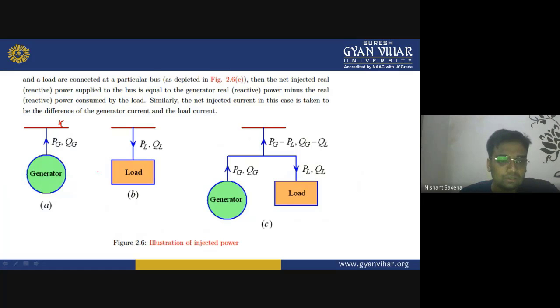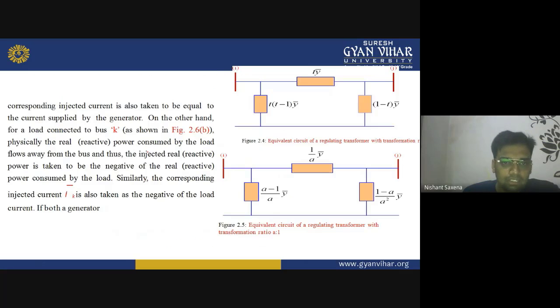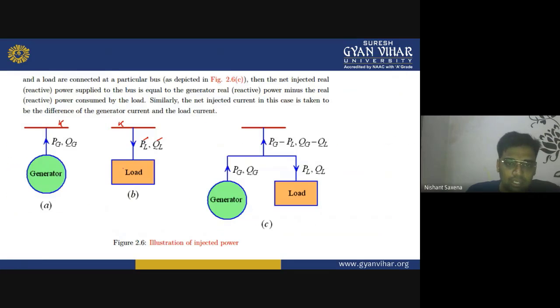Now, look at this load. This load is connected to bus K, for example. This load is consuming the real and reactive power. The power consumed by the load flows away from the bus, and thus the injected real and reactive power is taken to be negative. Here we consider the injected real and reactive power as positive, but the load is consuming real and reactive power from the bus, so it is considered to be negative. I hope this is clear to you.